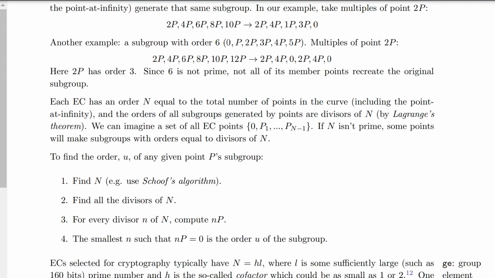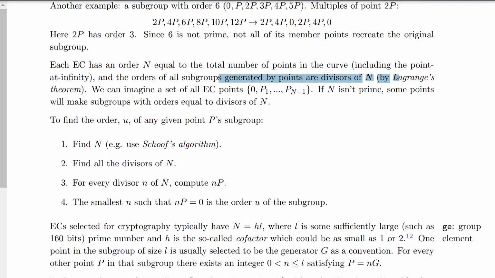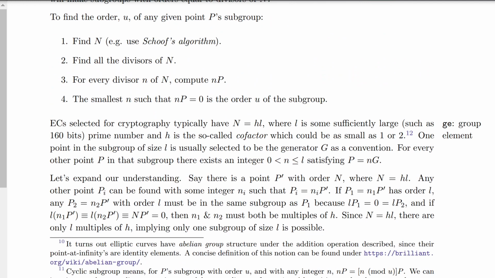Now, we get a couple of references here as we go through, Lagrange's theorem, and then if we go into this technique down here, Schnorr's algorithm. Since they weren't really designated with footnotes or anything, I won't explore it too much farther here. But as a bottom line, if the elliptic curve order, if n is not prime, some points will make subgroups with orders equal to divisors of n. So that's, to my mind, the real takeaway here.